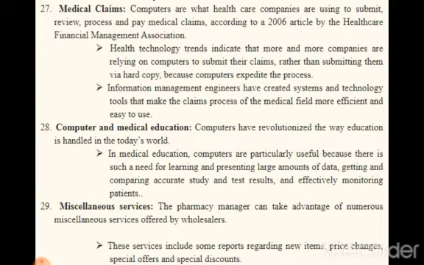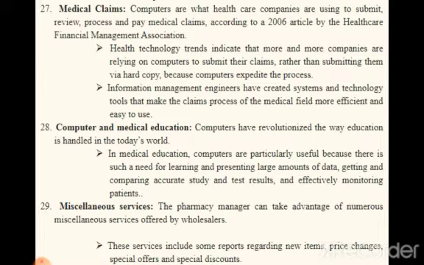27th one. Medical claims. Computers are what health companies are using to submit, review, process and pay medical claims, according to a 2006 article by the Healthcare Financial Management Association. Health technology trends indicate that more and more companies are relying on computers to submit their claims rather than submitting them via hard copy, because computers expedite the process. Information management engineers have created systems and technology tools that make the claim process of the medical field more efficient and easy to use.